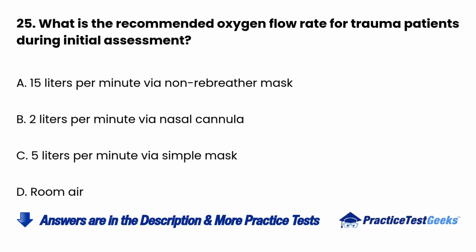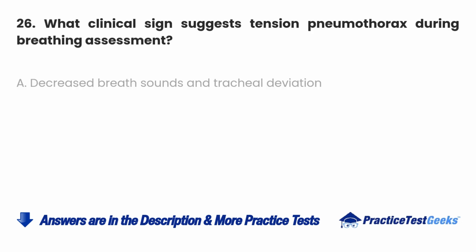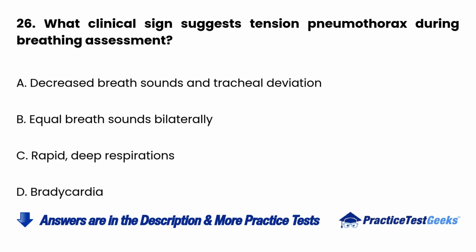25. What is the recommended oxygen flow rate for trauma patients during initial assessment? A. 15 liters per minute via non-rebreather mask. B. 2 liters per minute via nasal cannula. C. 5 liters per minute via simple mask. D. Room air.